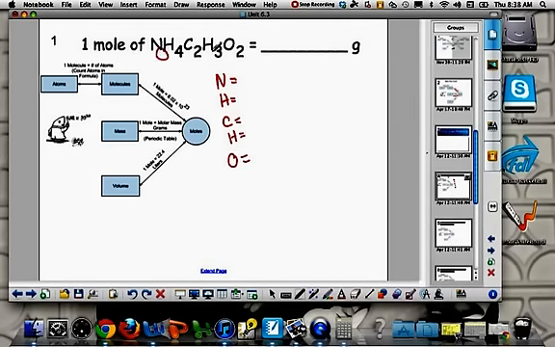Now, I have nothing next to my nitrogen, that means I have 1. I have 4 next to my hydrogen, that means I have 4. I have a 2 next to the carbon, that means I have 2 carbons there. I have another hydrogen atom with a 3 next to it, that means I have 3 more hydrogens.